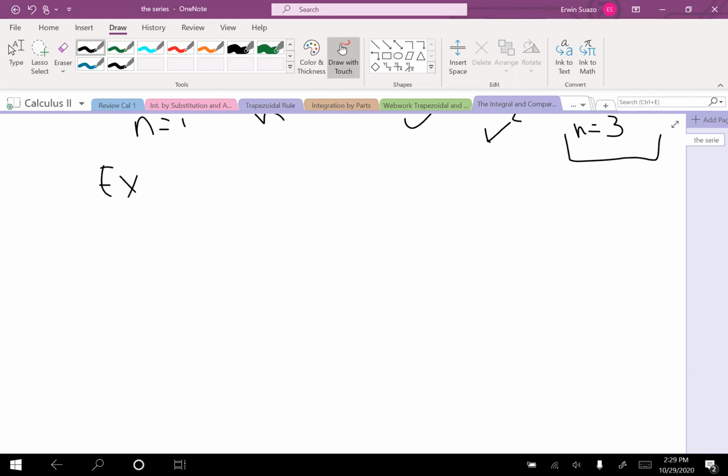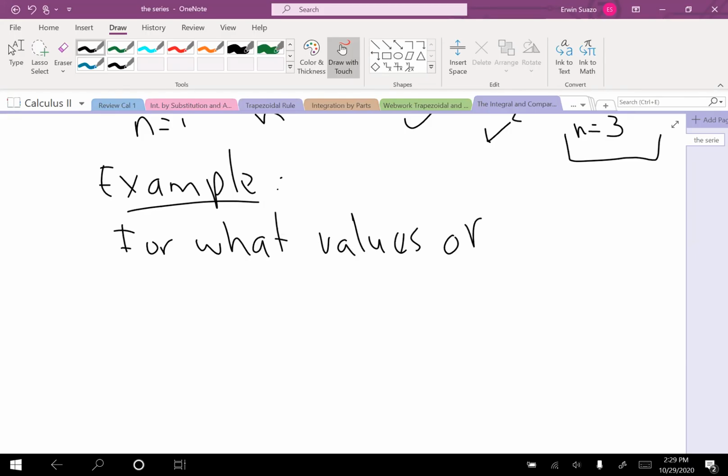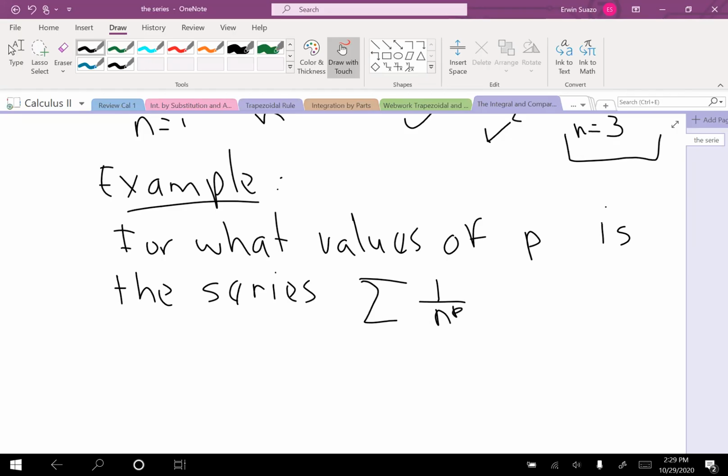Okay, so let's do the general case. Example: for what values of P is the series, the sum of 1 over n to the P, n equals 1 to infinity, convergent?